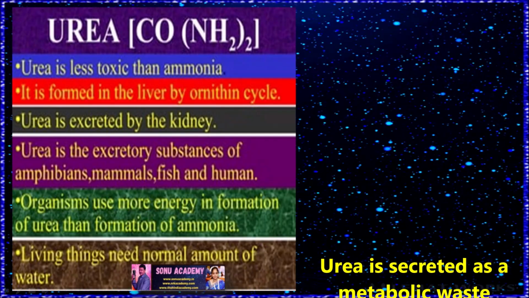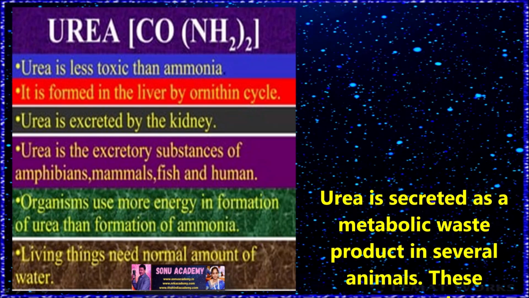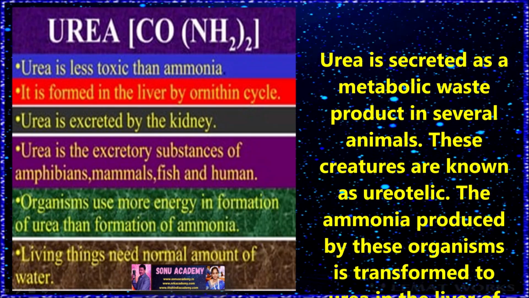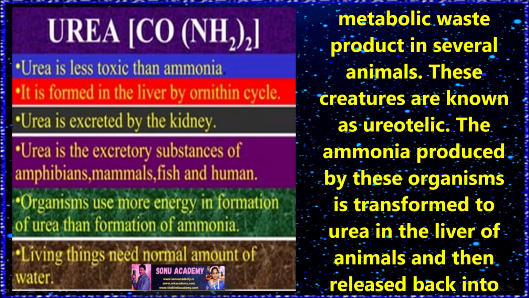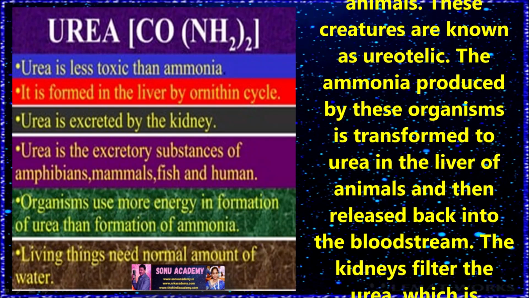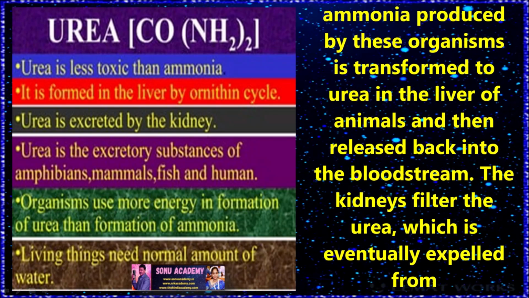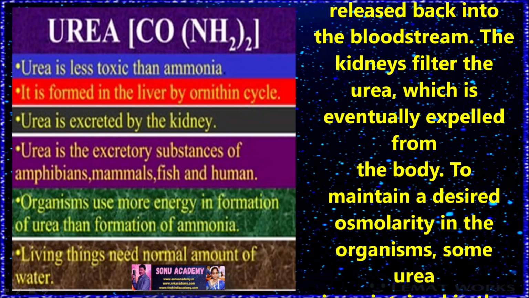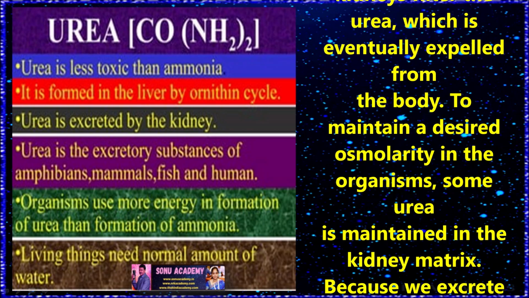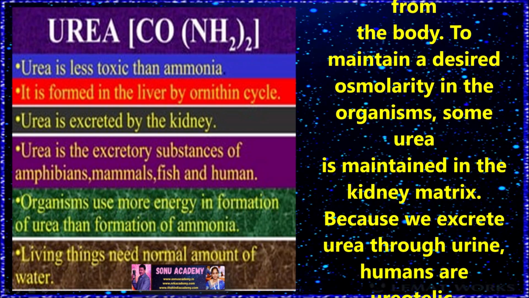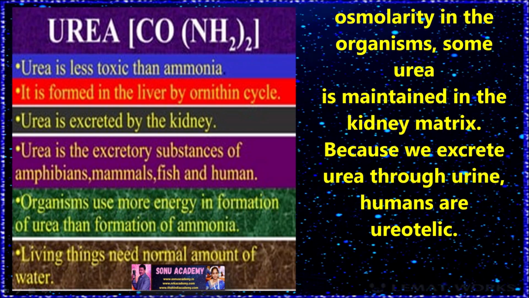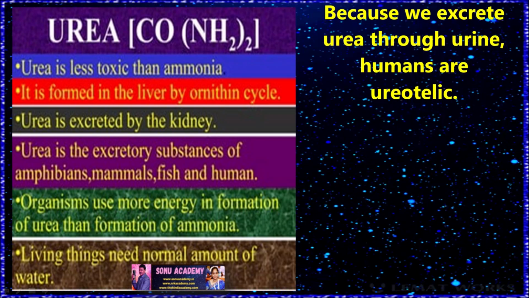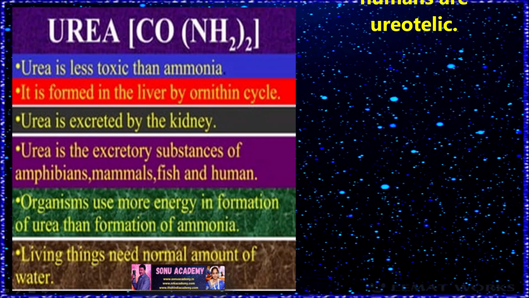Children, now let us discuss urea. Urea is secreted as a metabolic waste product in several animals. These creatures are also known as ureotelic. The ammonia produced by the organisms is converted to urea in the liver of animals and then released back into the bloodstream. The kidneys filter the urea, which is eventually expelled from the body. To maintain a desired osmolarity in the organism, some urea is maintained in the kidney matrix, because we excrete urea through urine. Humans are ureotelic.